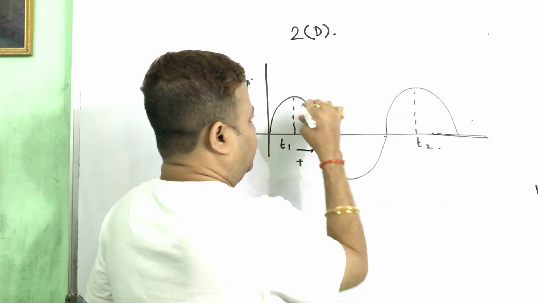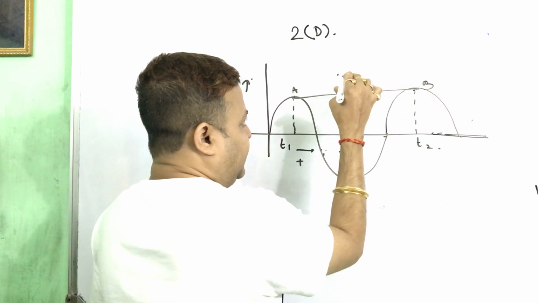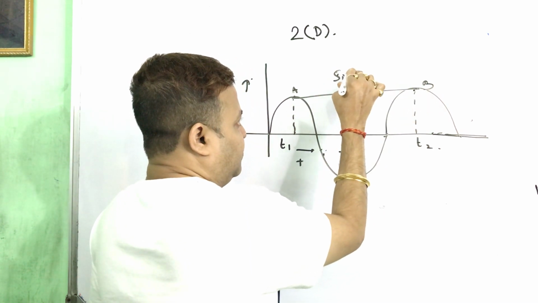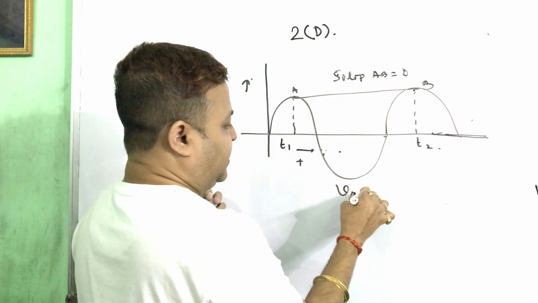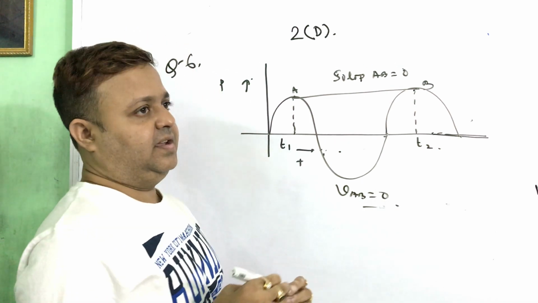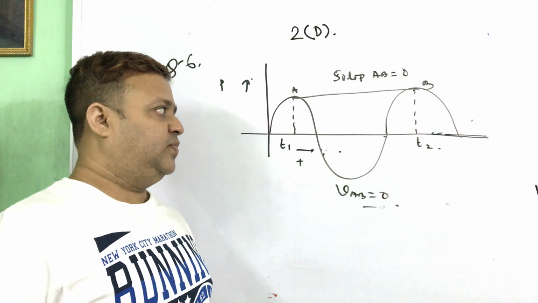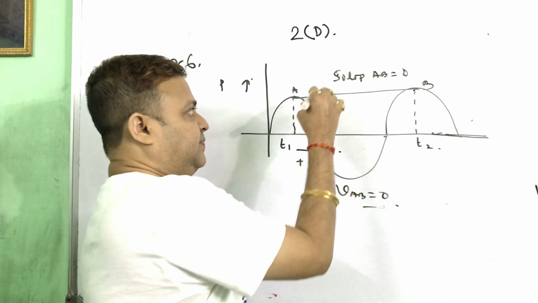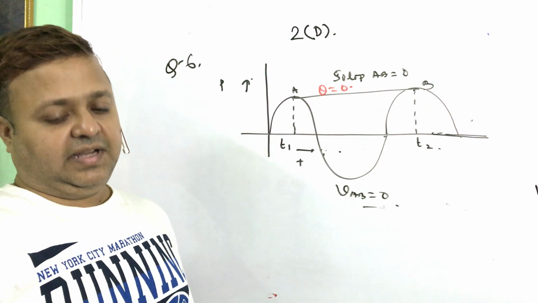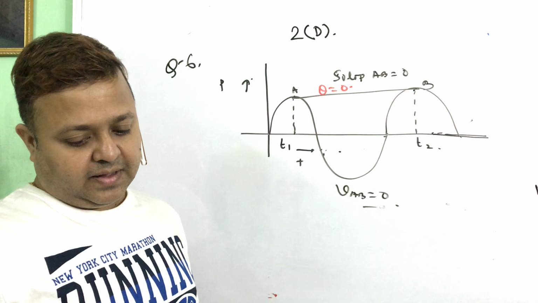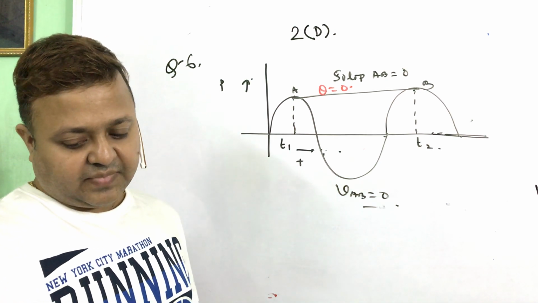This is the point A, say this is B. Joining the line AB, the slope of the line AB is equal to 0. So the average speed during AB is 0. Joining AB, the slope is parallel to the x axis, that is theta is 0. So the slope of the line AB is 0, the speed is 0, velocity is 0.